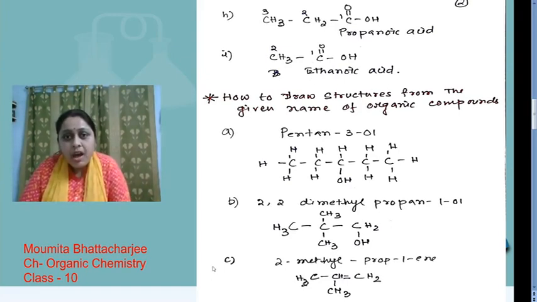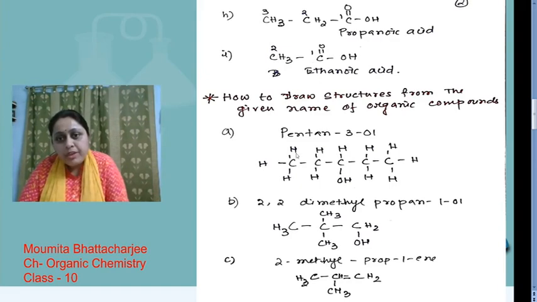Next, I will teach you how to draw structures from the given name of organic compounds. That is the reverse of this nomenclature. First one, I have written the example pentan-3-ol. The first rule is we have to count the number of carbon atoms. According to that, we have to write the carbon atoms in a straight chain. Here you have seen that it's pentane. Pentane means total 5 carbon atoms: 1, 2, 3, 4, 5. 3-ol. Ol means presence of an OH group.